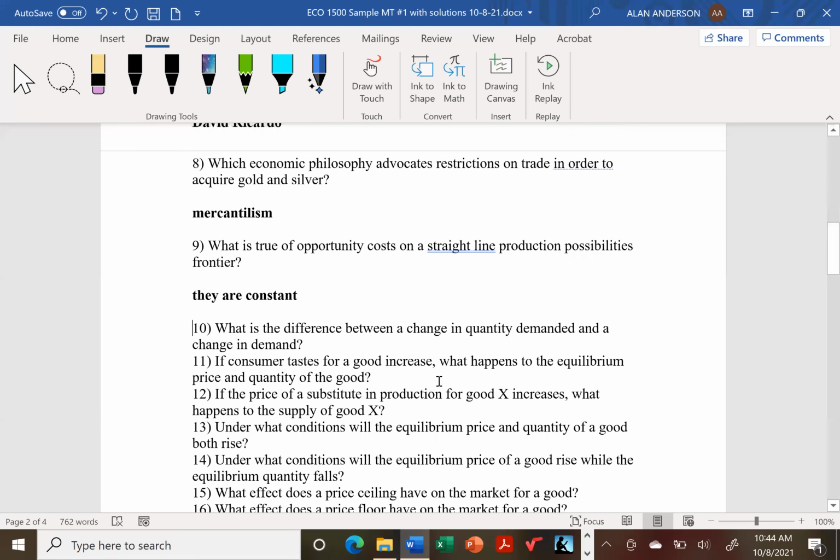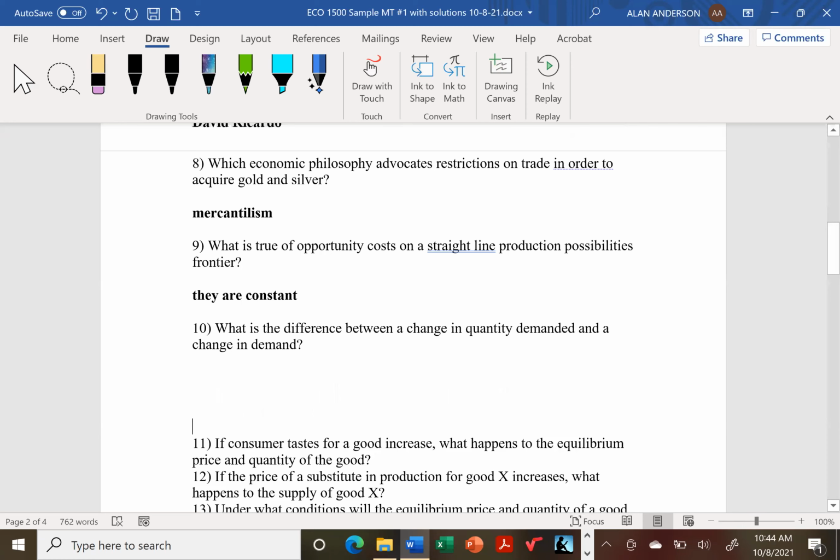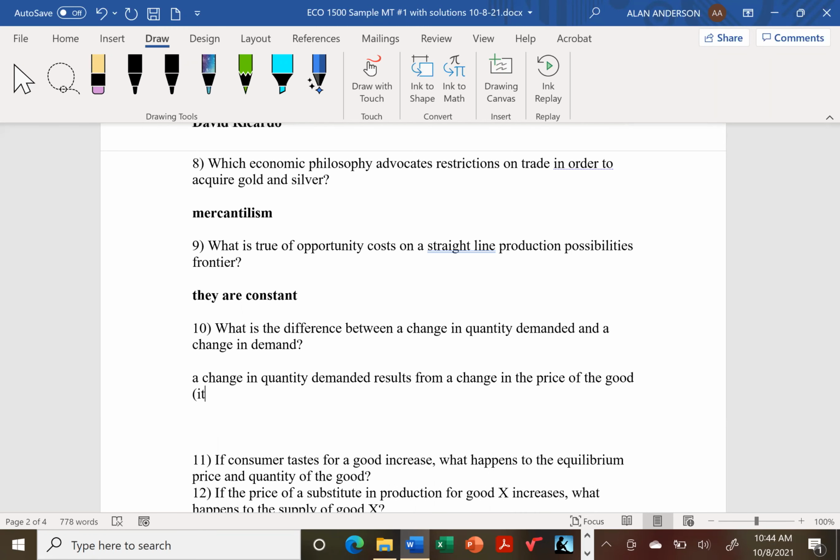All right, now, what is the difference between a change in quantity demanded and a change in demand? So a change in quantity demanded results from a change in the price of the good. I'll put this in parentheses, it is reflected as a movement along the same demand curve.